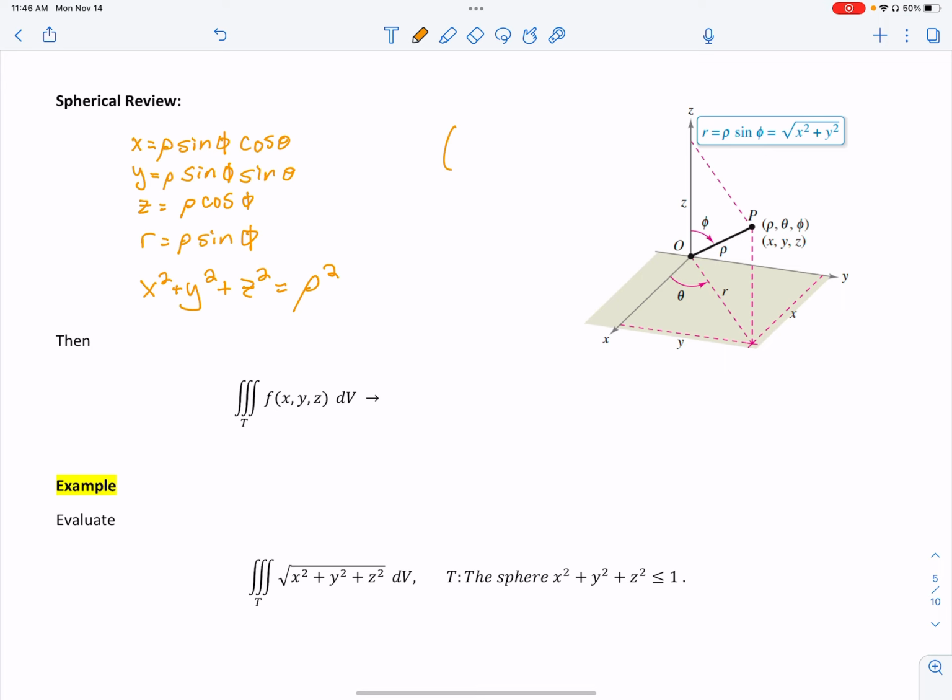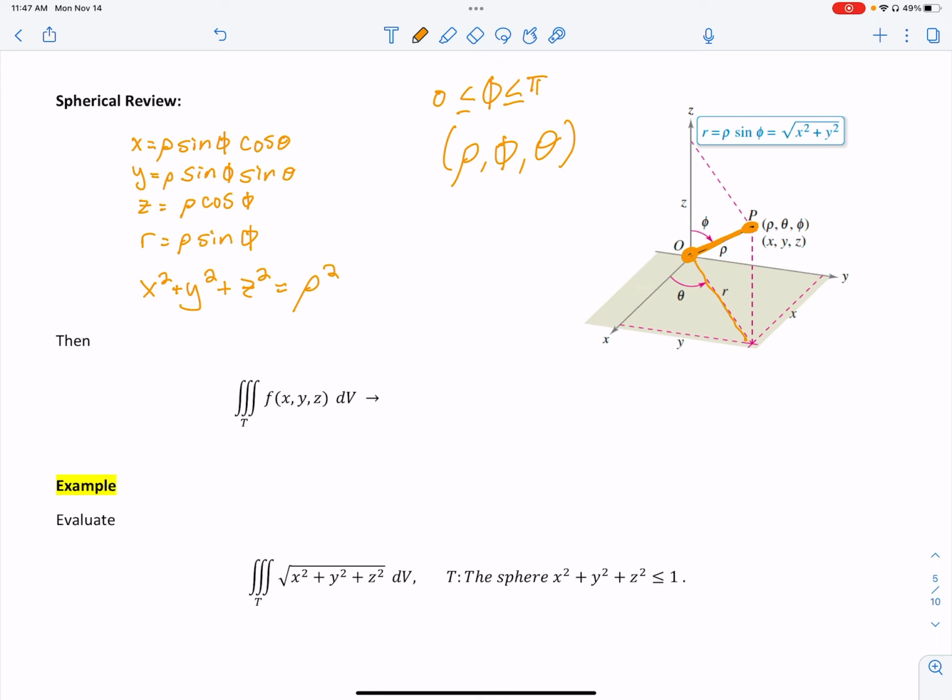We have three coordinates: rho, phi, and theta. Phi is not a radius. We still have a radius in our picture, but rho is not the radius. Rho is the distance between our origin and the point in question. So that's rho.